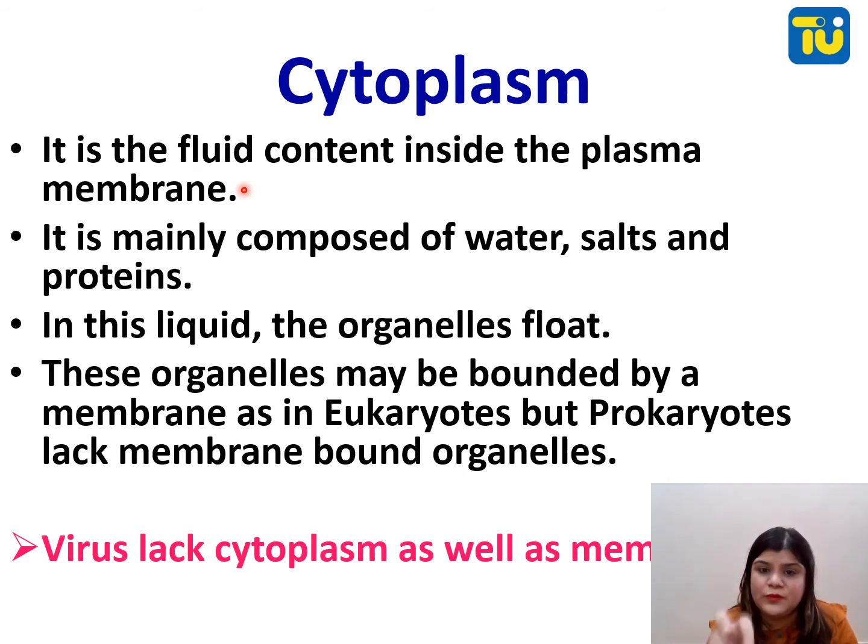Cytoplasm is the fluid contained inside the plasma membrane. It is mainly composed of water, salts and protein. In this liquid, the organelles float. The organelles may be bounded by membrane as in eukaryotes, but prokaryotes lack membrane-bound organelles. Viruses lack cytoplasm as well as membrane. You can think of it like this: this room is a plant cell, the wall is the cell wall, and the floor is the matrix, that is the cytoplasm of the room, right?